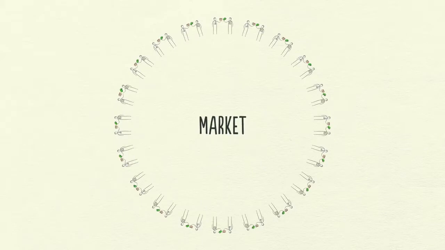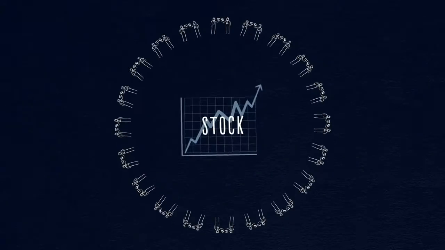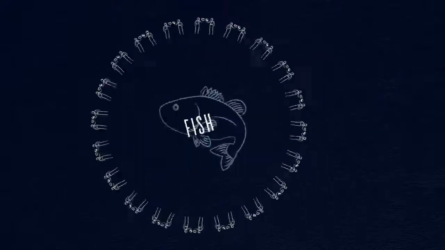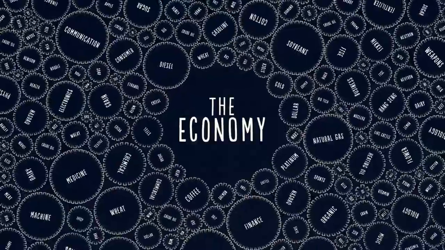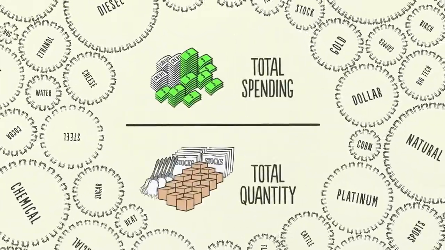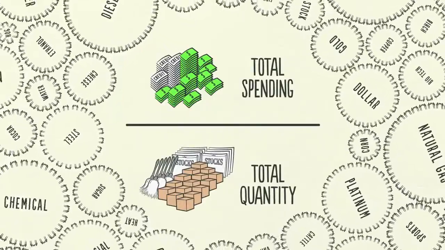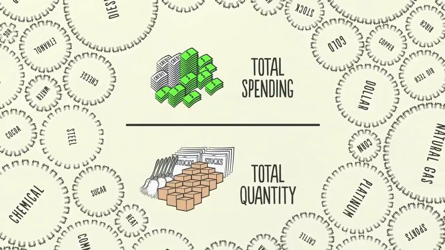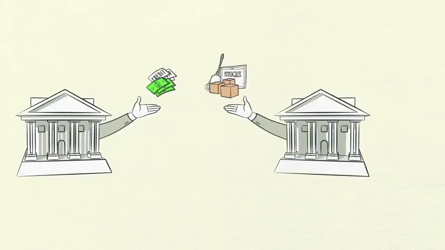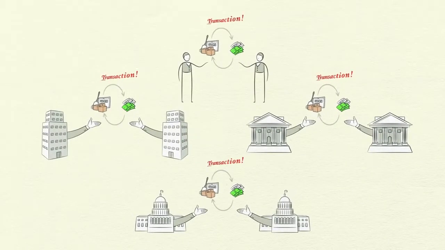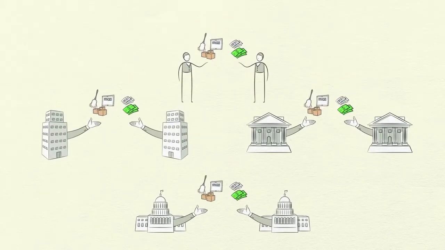A market consists of all the buyers and all the sellers making transactions for the same thing. For example, there is a wheat market, a car market, a stock market, and markets for millions of things. An economy consists of all of the transactions in all of its markets. If you add up the total spending and the total quantity sold in all of the markets, you have everything you need to know to understand the economy. It's just that simple. People, businesses, banks, and governments all engage in transactions the way I just described, exchanging money and credit for goods, services, and financial assets.